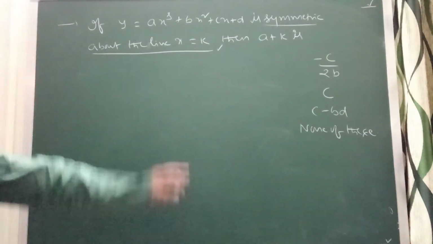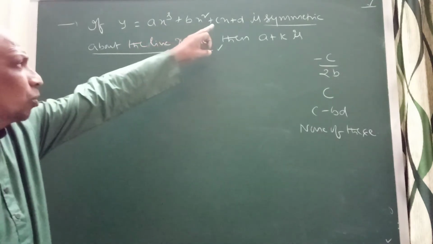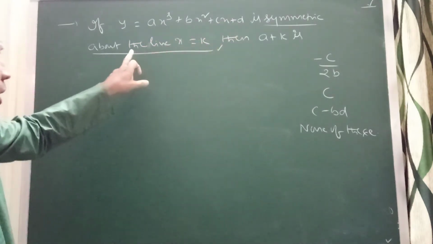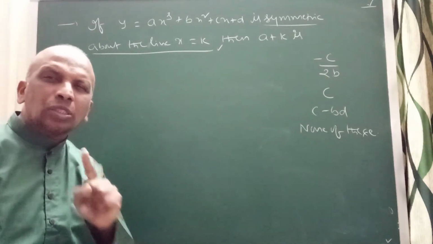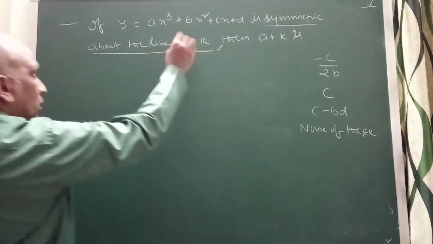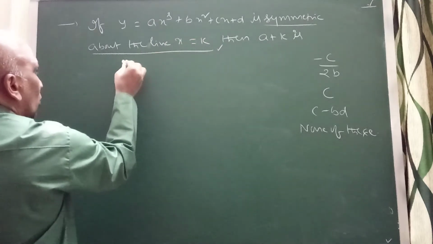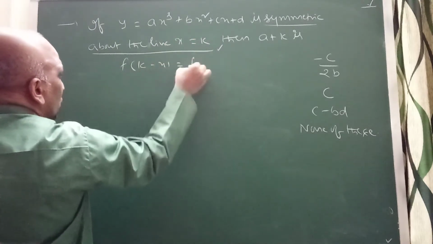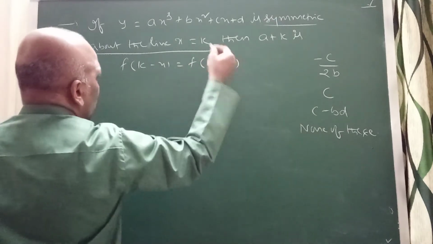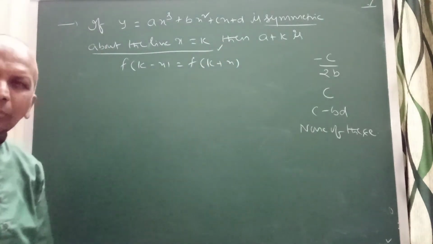See, in this problem they are given y equal to ax cube plus bx square plus cx plus d is symmetric about the line x is equal to k. When they are saying it is symmetric about the line x is equal to k, what is the meaning of this? f of k minus x is equal to f of k plus x. These two are the same.